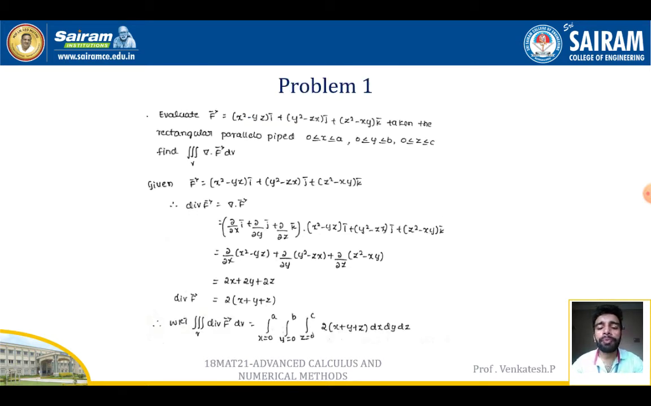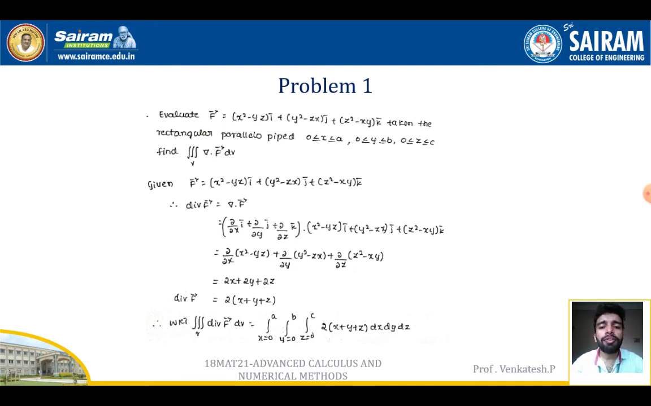So problem number 1: evaluate vector f is equal to (x square minus yz) i cap plus (y square minus zx) j cap plus (z square minus xy) k cap taken around the rectangular parallelepiped 0 less than or equal to x less than or equal to a, 0 less than or equal to y less than or equal to b, 0 less than or equal to z less than or equal to c. So find the triple integral of del dot f dV. From the given problem it is clear that we have to estimate the value of the Gauss divergence theorem by using the triple integral formula, that is, del dot f dV.